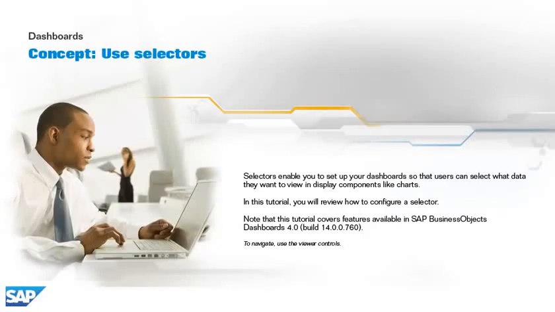Selectors enable you to set up your dashboard so that users can select what data they want to view and display components like charts. In this tutorial, you will review how to configure a selector. Note that this tutorial covers features available in SAP Business Objects Dashboards 4.0, Build 14.0.0.760. To navigate, use the viewer controls.